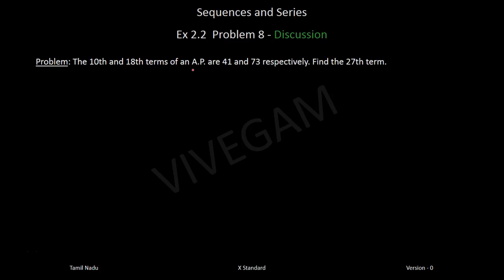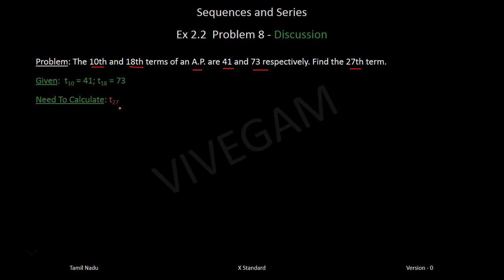It's an AP first. Okay, the 10th term is 41. The 18th term is 73. I guess that's all that is given, so let's write it. T10 equal to 41, that's the 10th term. T18 is 73. Right? What is asked? We are asked to find T27, the 27th term. So T27 is what we need to calculate.